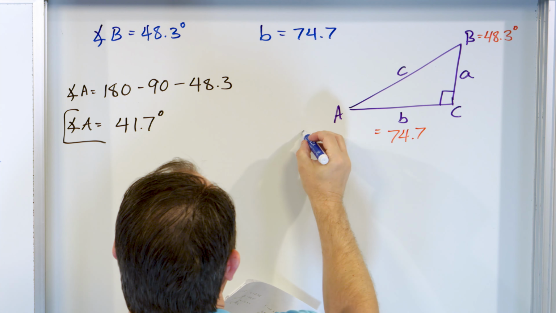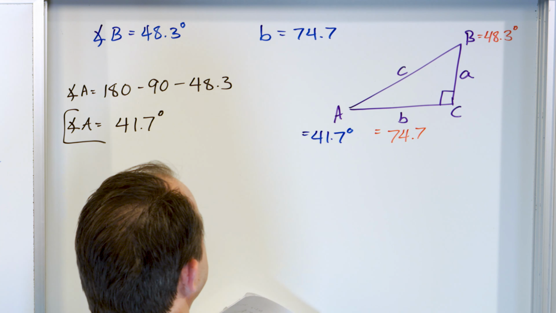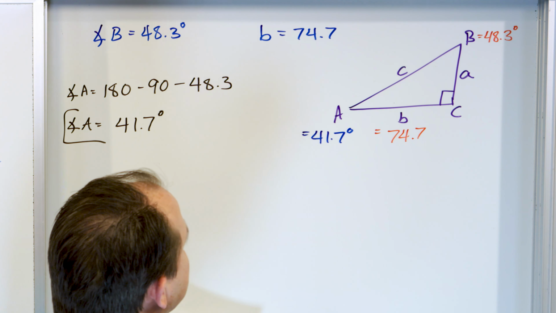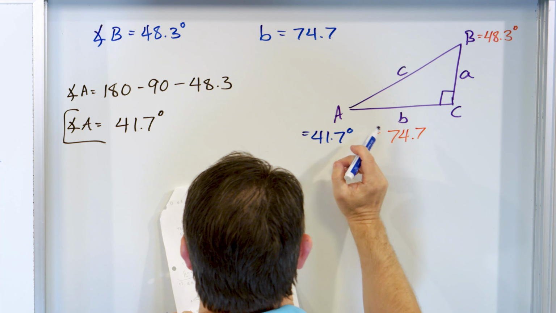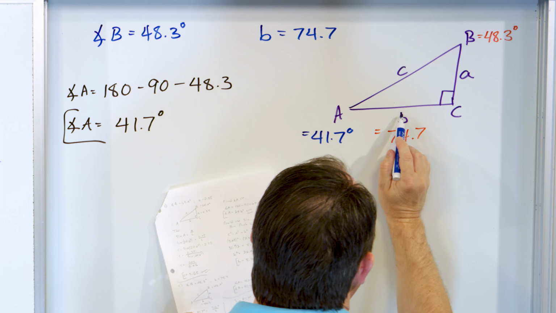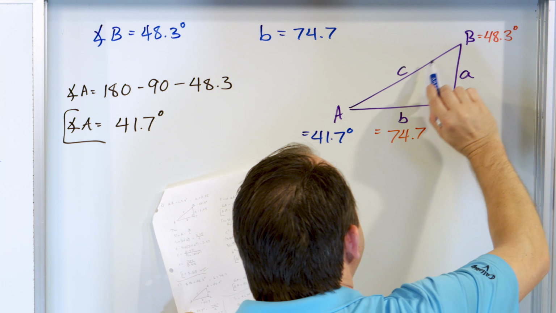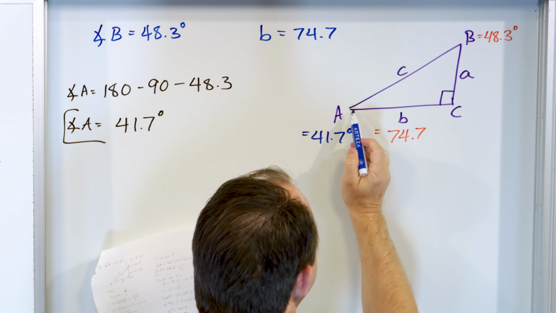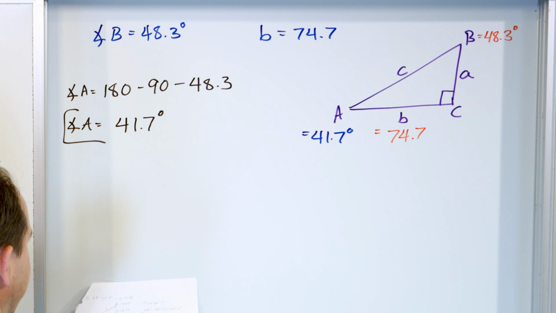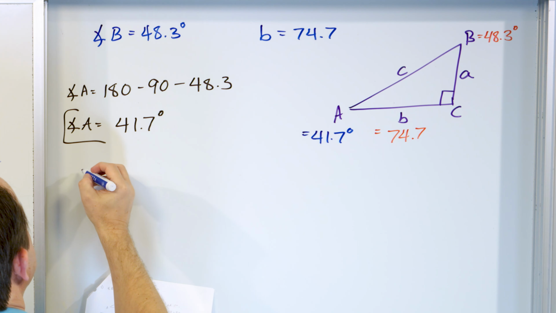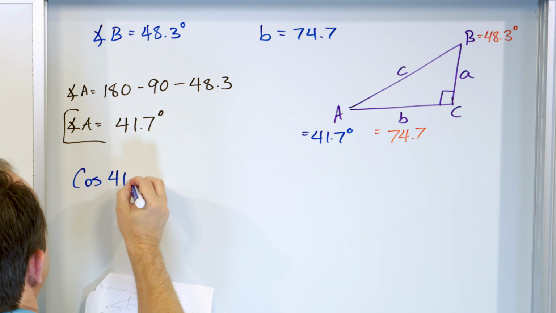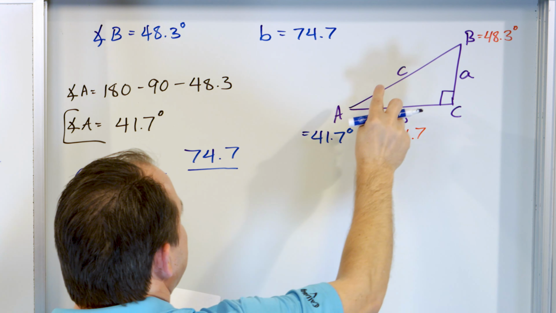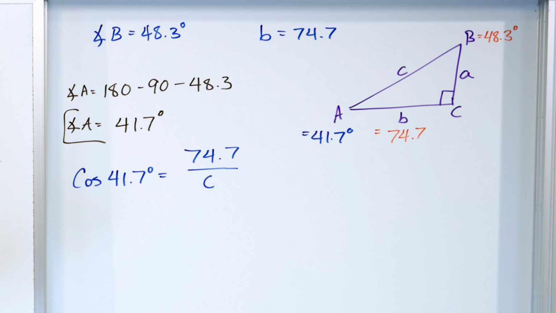So let's write that down: 41.7, this is in degrees. All right, now we know side B. That's all we know. How can we proceed? If we take the cosine of this angle, it'll be the adjacent side, which we know, divided by the hypotenuse, which we don't know. The cosine of the angle will be a number, and the adjacent side is a number, so the hypotenuse is the only unknown. That makes sense, right? So cosine of 41.7 degrees is equal to the adjacent side, 74.7, divided by the hypotenuse, which is unknown, and of course I can then solve this.